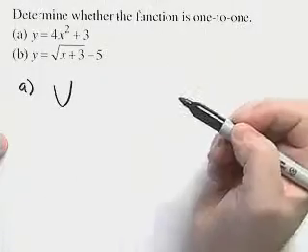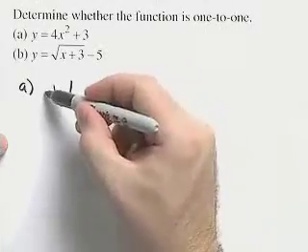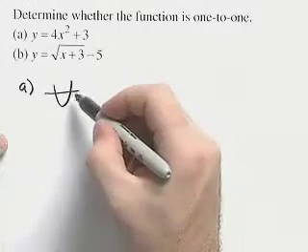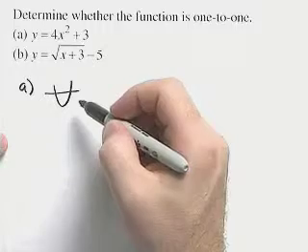If we want to use our horizontal line test with the graph, we can see that the horizontal line will pass the graph in more than one spot. So this function is not one-to-one.